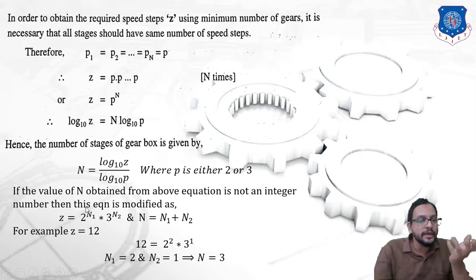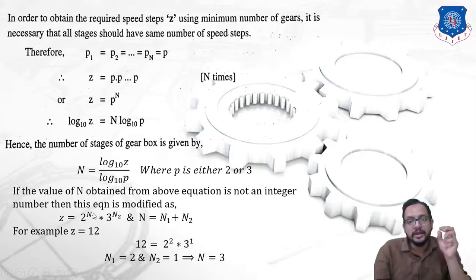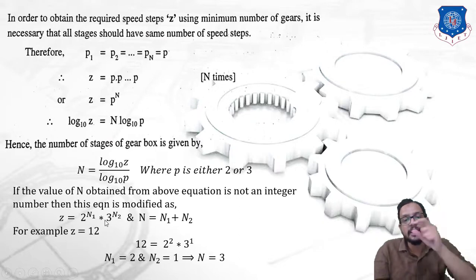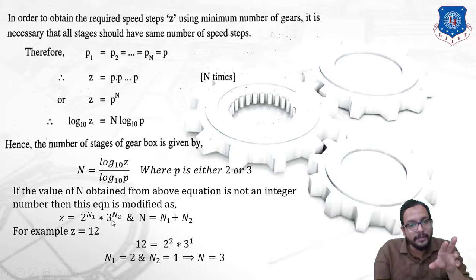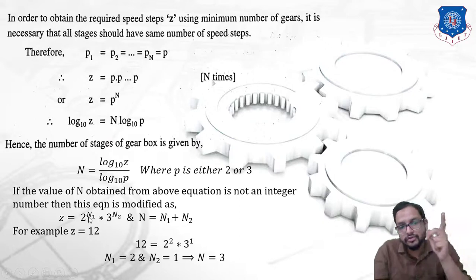So what do these two indicate? That there are two speed steps available in a particular stage, let's say in stage 1. Okay. Then 3 indicates that there are 3 speed steps available in another stage, let's say in stage 2. Okay. So the power indicates the number of stages. Remember, power indicates number of stages. So 2 raised to n1 into 3 raised to n2.